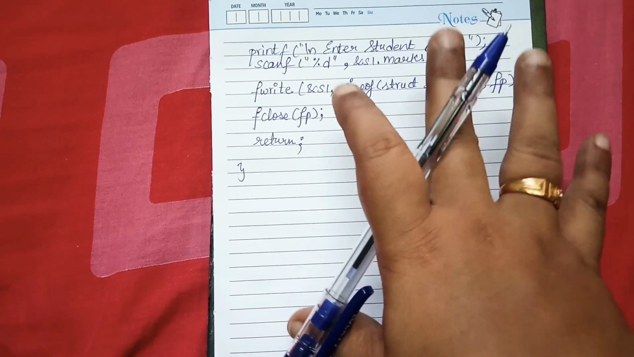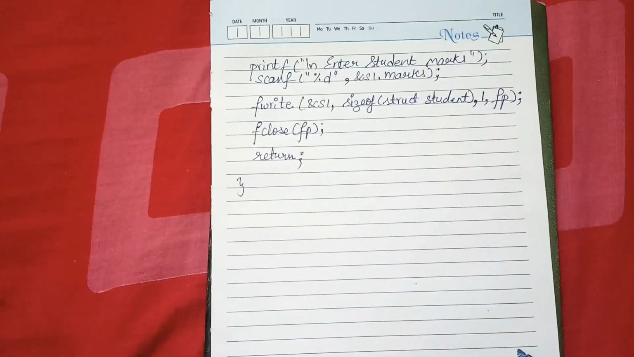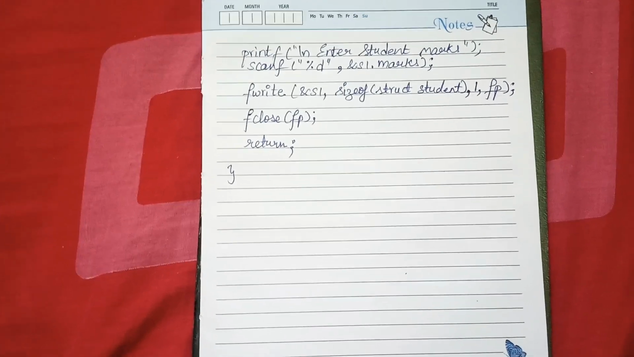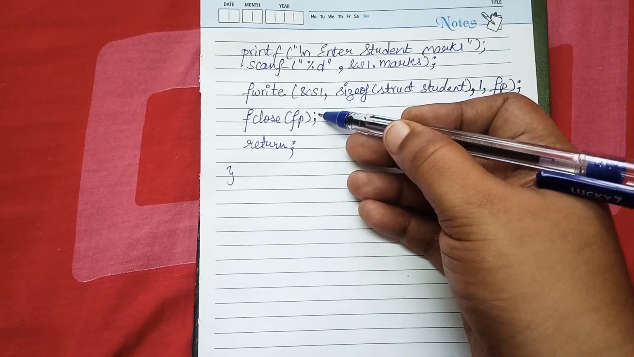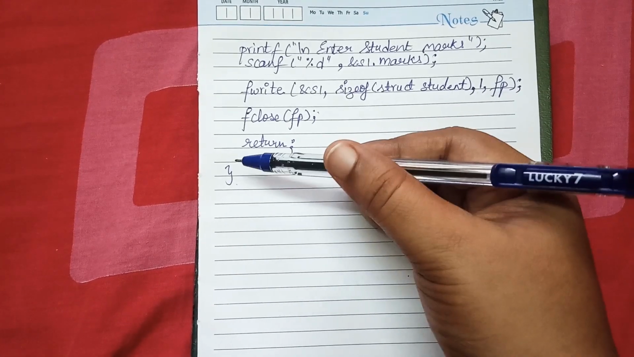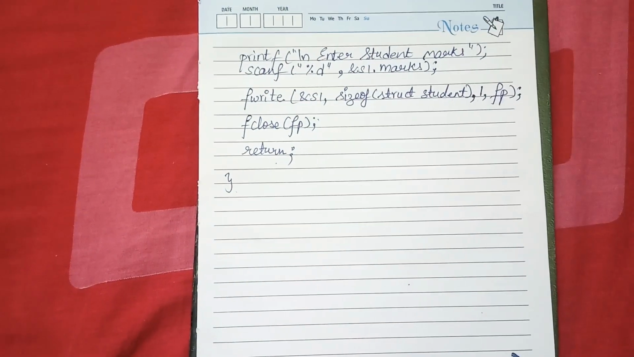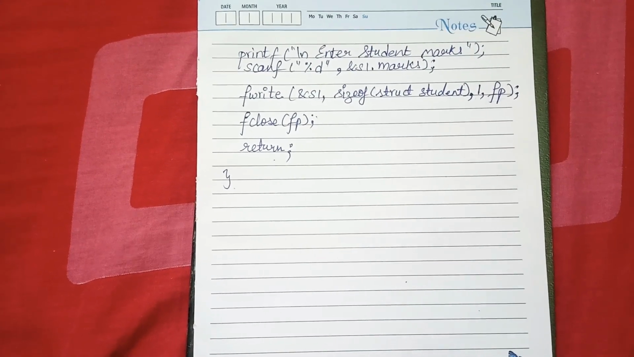This is the way we are going to store the data in the file without losing the data when we go to another program based on structures. The task is completed, so I'm closing file pointer fp. Since it is main, I'm just writing return and closing the program. So in the next program, we are going to retrieve the data stored in that file.